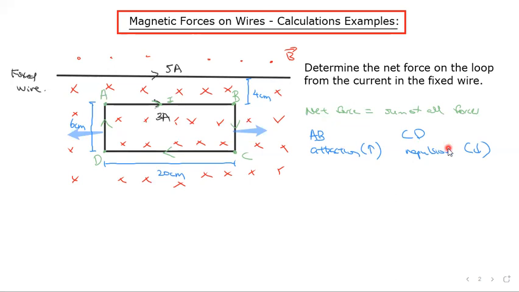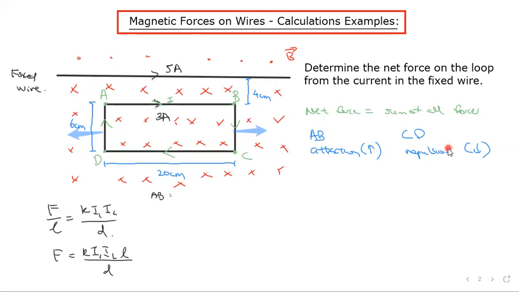Now the formula that's relevant is F over L equals K I1 I2 over D. For AB, that means I rearrange to get the force. That means F equals K I1 I2 times L over D.